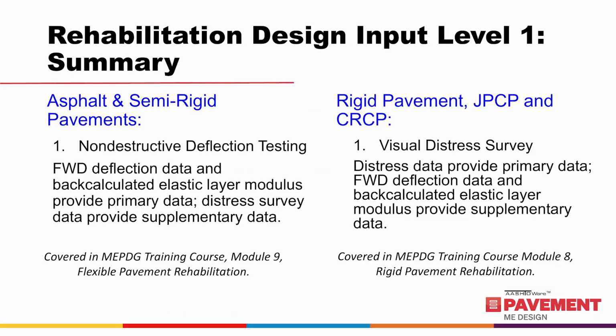Just to recap the topics we discussed about rehabilitation design input level 1. For asphalt and semi-rigid pavements, FWD deflection data from non-destructive deflection testing and associated back-calculated elastic layer modulus provides primary data, while distress survey data provides supplementary data. Whereas for rigid pavements, such as JPCP and CRCP, distress data provides primary data. FWD deflection data and back-calculated elastic layer modulus provides supplementary data.